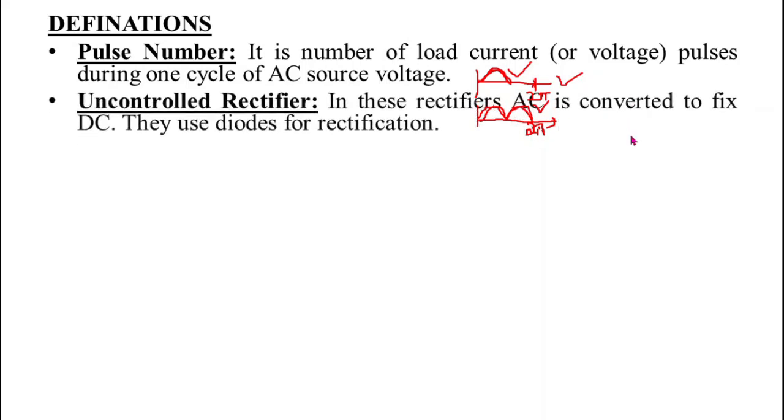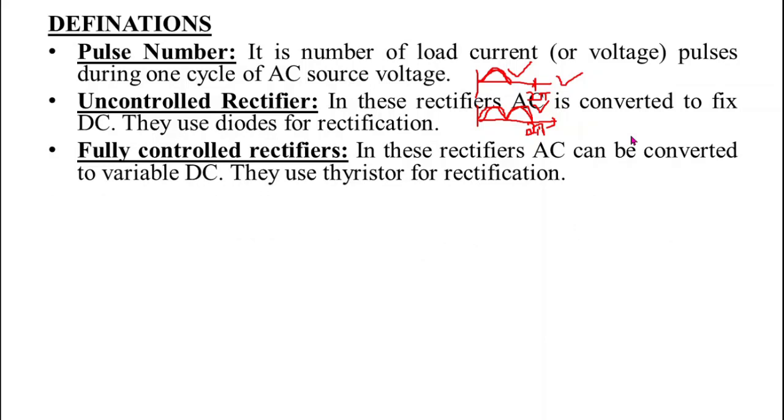Okay, next is uncontrolled rectifiers. Why are they called uncontrolled? Because these rectifiers convert AC to a fixed DC. Why is DC fixed? Because we cannot control the output voltage. Why can we not control the output voltage? Because in these circuits, we use diodes for rectification, and we know that diodes are uncontrolled devices. That's why we cannot control the DC output voltage and we get fixed DC output voltage for a given AC.